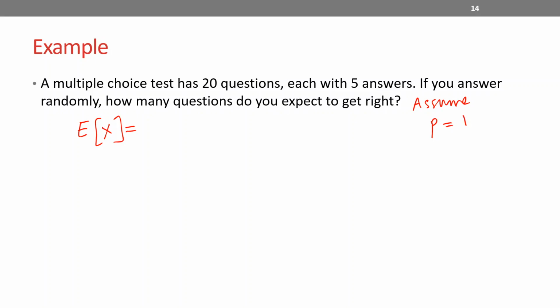So p is 1 over 5, because only one out of the 5 options is correct. The expectation is going to be n times p. n is 20. So the expectation is 20 times 1 over 5, which is 4. So you can expect to get 4 questions right in this exam.